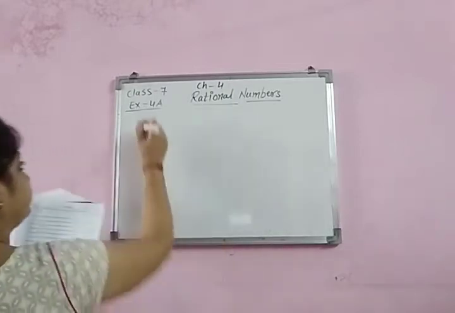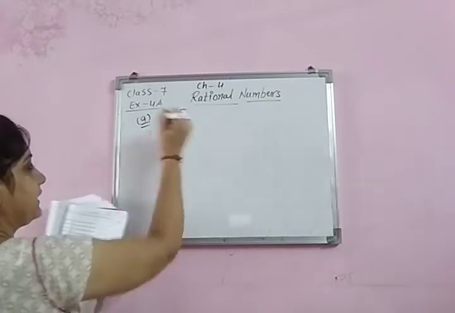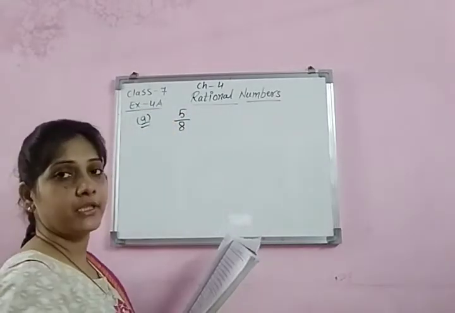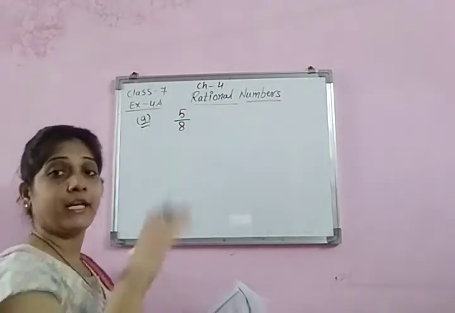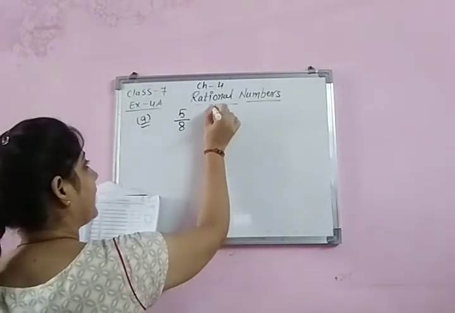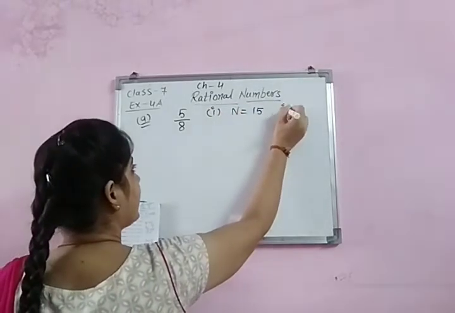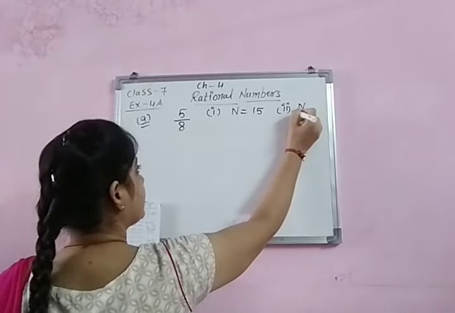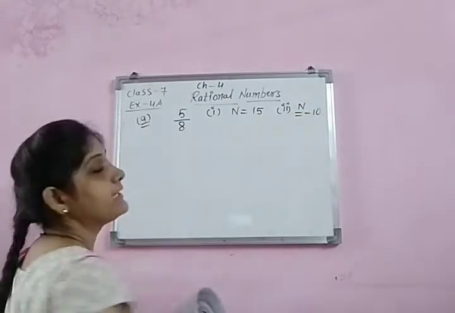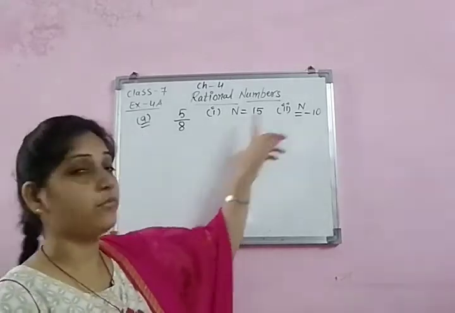Question number 9. Express 5 by 8 as a rational number. It is a rational number and you need to express it as another rational number so that its numerator becomes 15 in the first part, and in the second part its numerator becomes minus 10. In the one question there are two parts, first and second, both are separate.